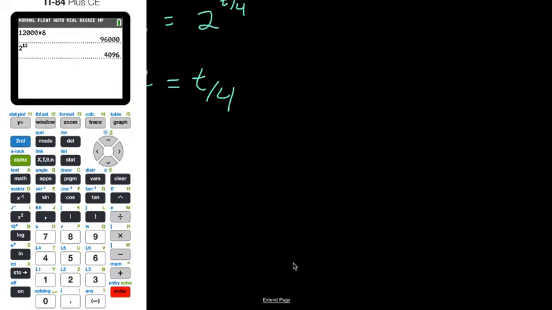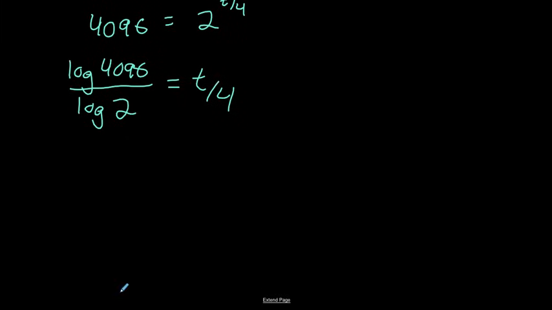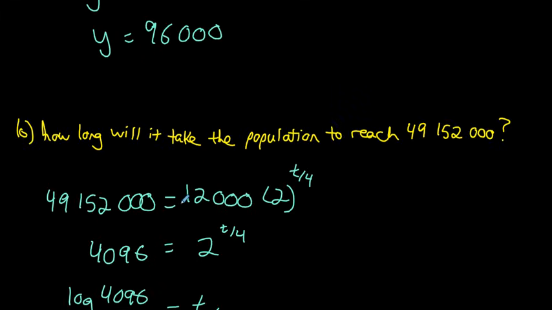So we can do log 4,096. I'll just show you to show you that it works here. Log 4,096 divided by log 2, and you'd figure out the answer is 12. So we get 12 equals t over 4, and we get 48 equals t. So you'd write your sentence: it would take 48 hours for us to have a population of this 49,152,000.